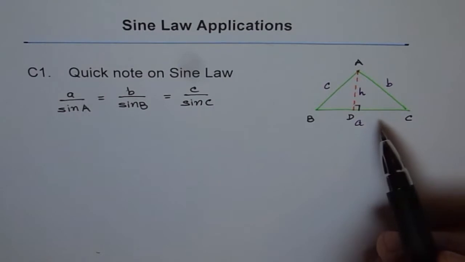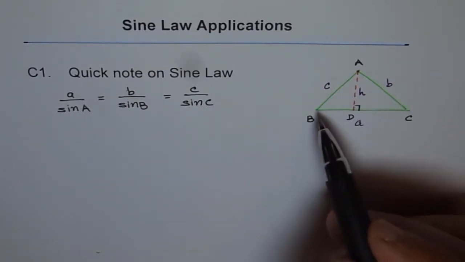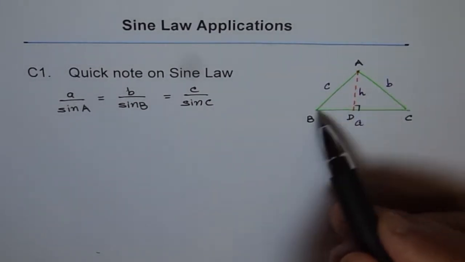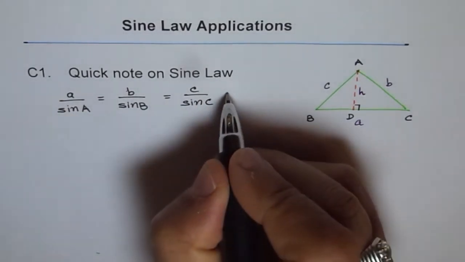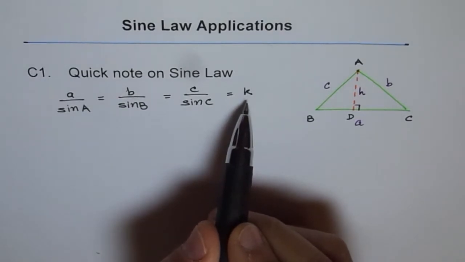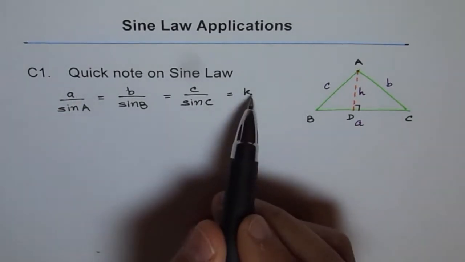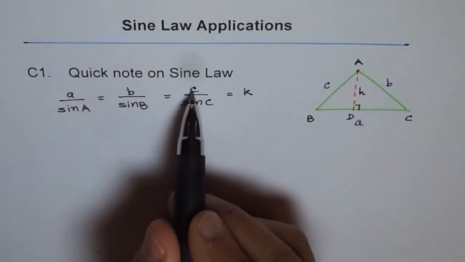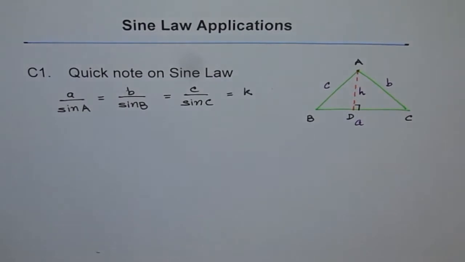It really doesn't matter what kind of triangle it is. Basically, you have to see the side opposite to the angle and take the ratio, and that ratio is constant. Always think of this ratio as equal to something constant. That helps to solve problems, right? Because now I can write a is k times sine A, b is k times sine B, c is k times sine C. So it helps to solve many problems if we look at this equation in this manner.